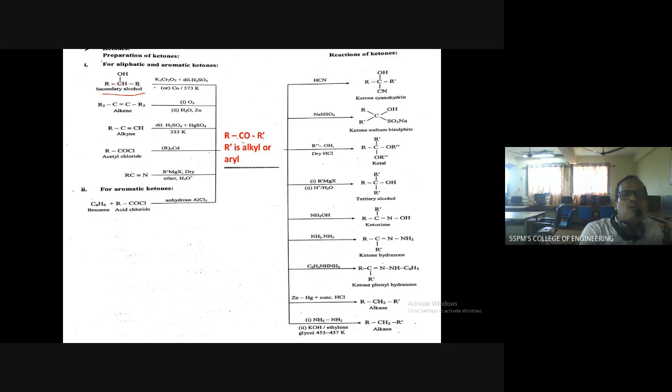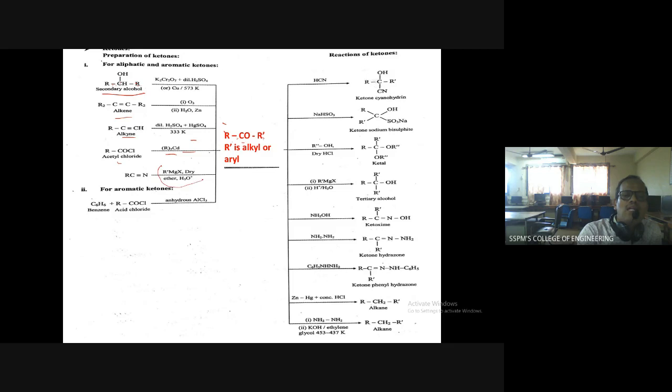Okay, secondary alcohol, so alcohol should be oxidized to ketone. Alkene oxidized to ketone. Alkyne oxidized to ketone. Acetyl chloride converted to ketone. Okay, here R is added. Here cyanide converted to ketone.